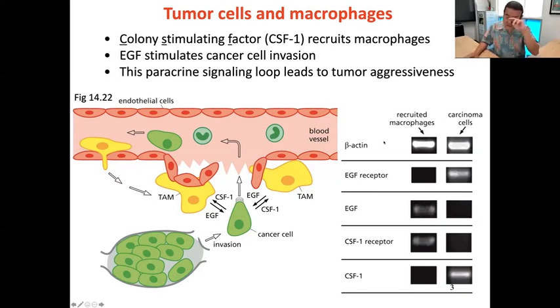One of the things that oftentimes on a Western you have to probe for is some sort of a reference protein. So for example, beta-actin, which is just a normal part of the cytoskeleton. All cells should have beta-actin more or less in the same amounts.